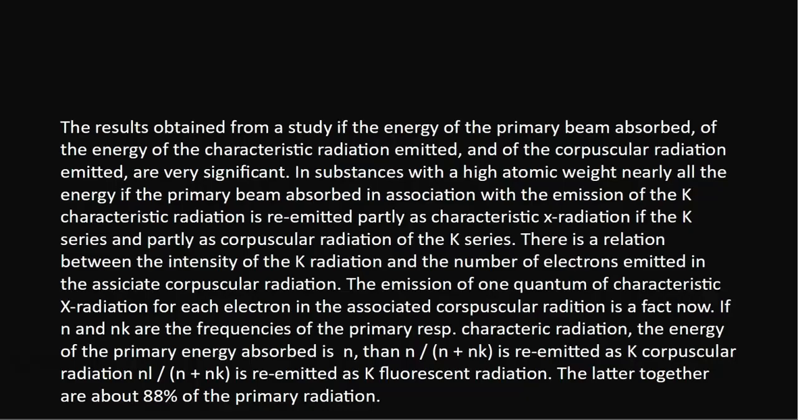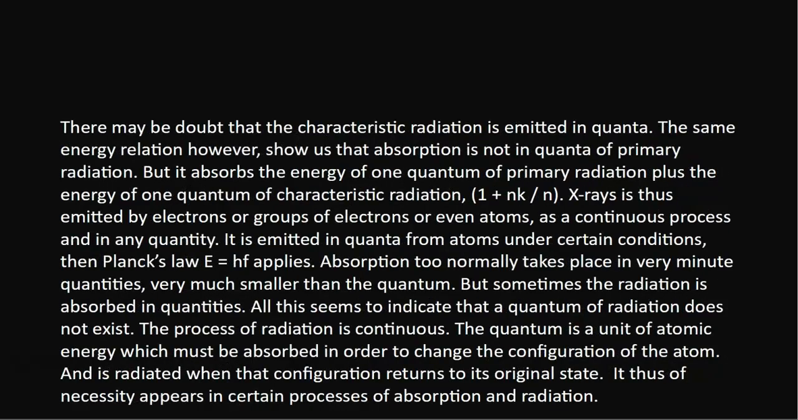The emission of one quantum of characteristic X radiation for each electron in the associated corpuscular radiation is a fact now. If ν and νK are the frequencies of the primary, respectively the characteristic radiation, the energy of the primary radiation absorbed is hν, then hν·ν/(ν+νK) is emitted as K corpuscular radiation, and hν·νK/(ν+νK) is re-emitted as K fluorescent radiation. The latter together are about 88% of the primary radiation.